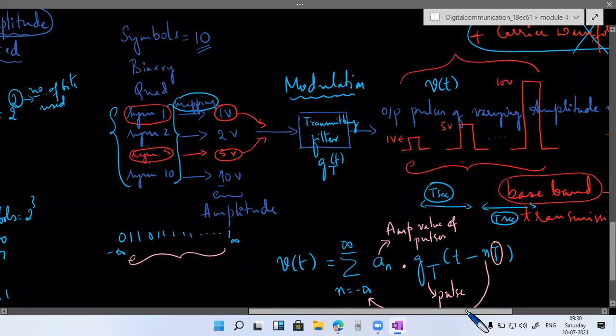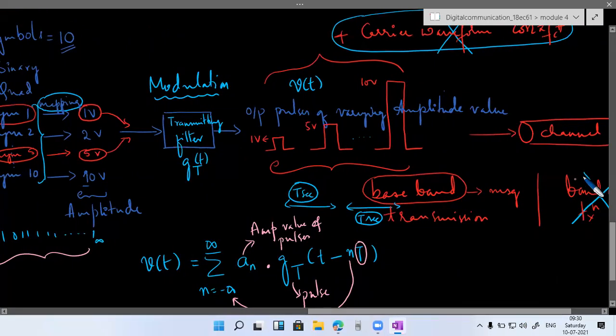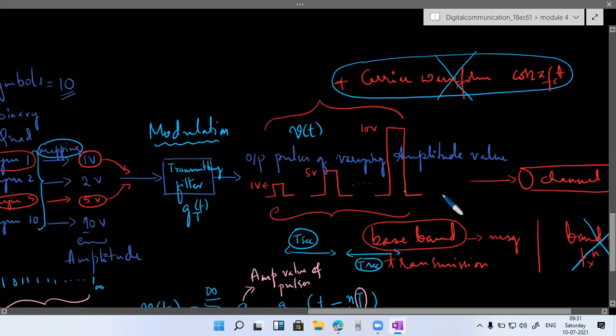And let me remind you that all these pulses are generated at a gap of T seconds. So for every T seconds, we'll be generating these pulses, and ultimately we'll end up with a train of such varying amplitude pulses. And let me remind you that here we are not using any sort of carrier waveform, mathematically like cos 2 pi fc t. So thereby we can call this baseband transmission.